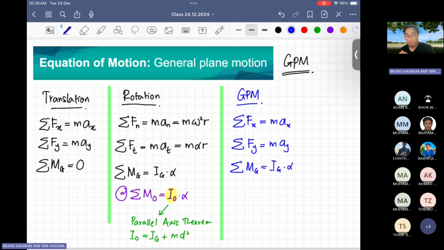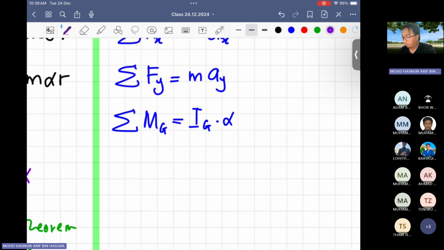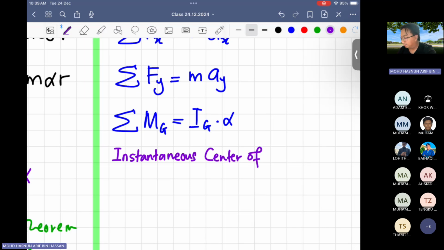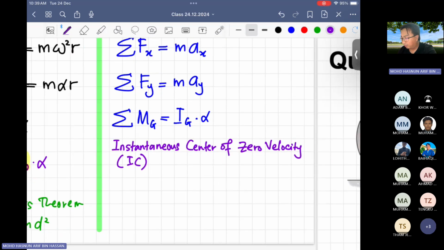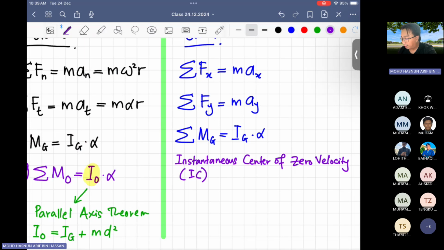Okay, and if you remember, in the first chapter, when we discussed general plane motion, we also discussed another subtopic, which is the instantaneous center of zero velocity, or we call it IC. So for the calculation of a moment, instead of point G, if we can find the location of IC in the problem, we can also calculate the moment about IC, which we call MIC. So this will not be equal to IG times alpha, but it is equal to I_IC times alpha.